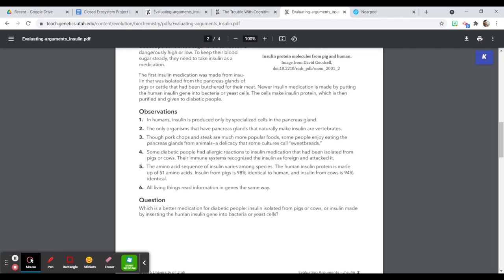4. Some diabetic people had allergic reactions to insulin medication that had been isolated from pigs or cows. Their immune systems recognized the insulin as foreign and attacked it.